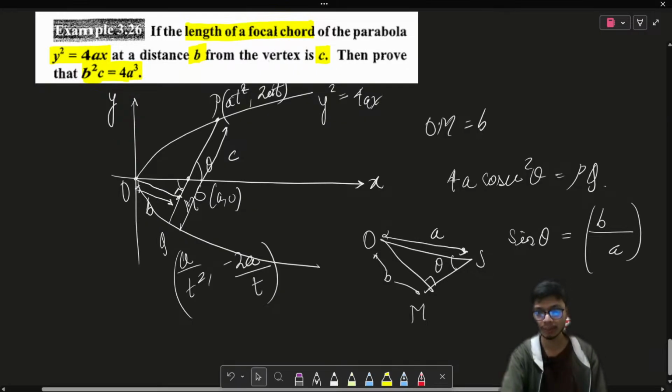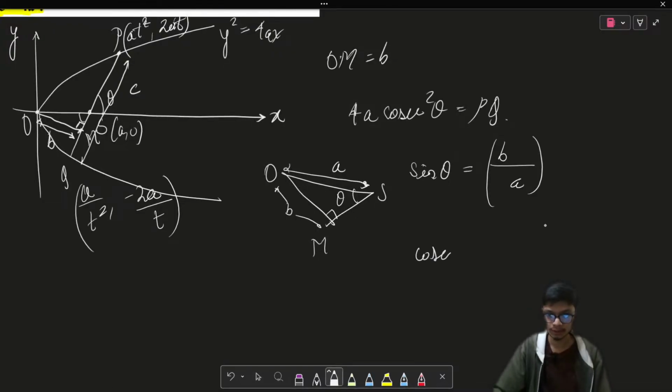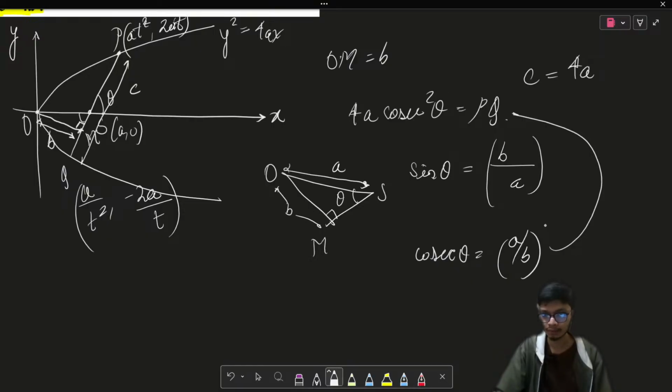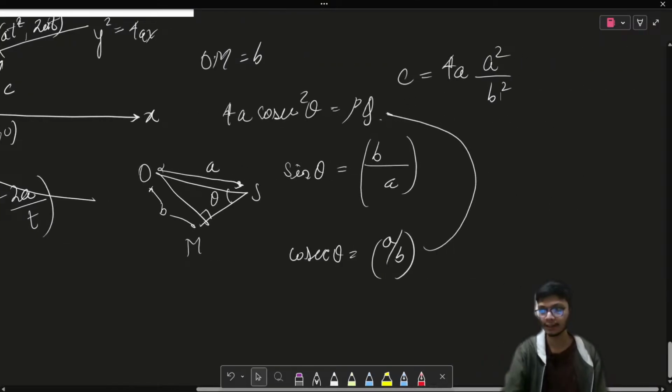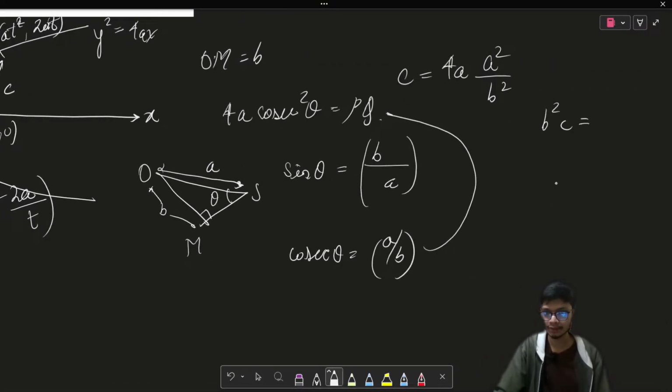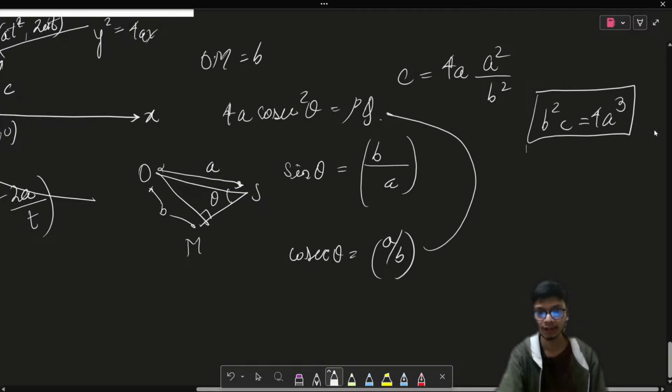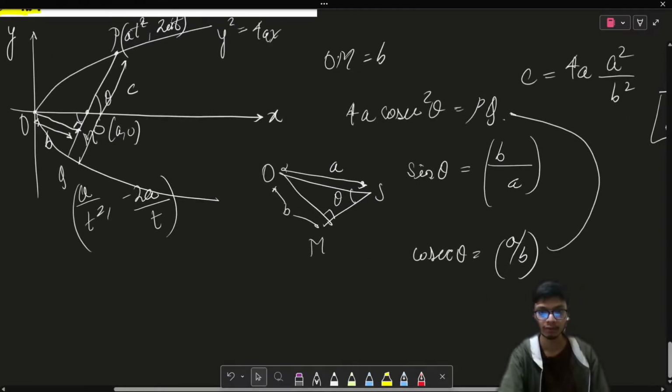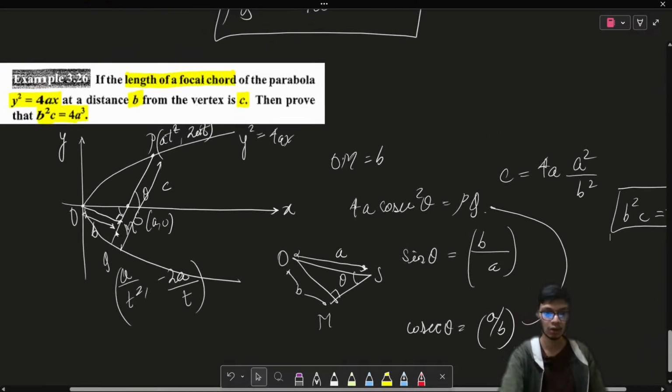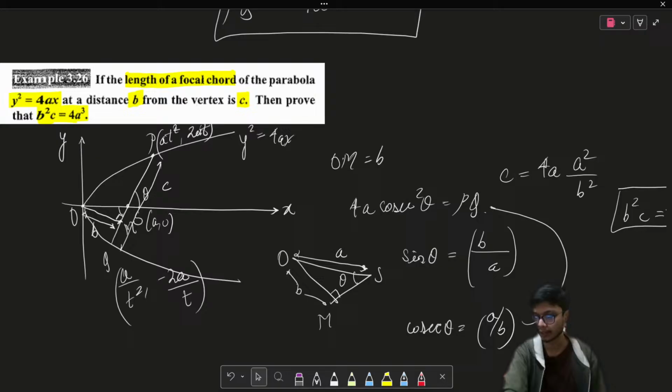So sine of theta is equal to b upon a, so therefore cosec of theta is going to be a upon b, and if you put it over here, then the length c is going to be equal to 4a times a square by b square, right? So therefore I will obtain the relation that is b square c is equal to 4a cube. I hope this is clear to all of you. Okay, so this is how you can easily prove some of the important relations, right? So you can also keep this in mind as well, right? How am I doing this question? It's basically a simple modification in the geometry which you can easily do in order to get to this final answer. I hope this is clear to all of you.